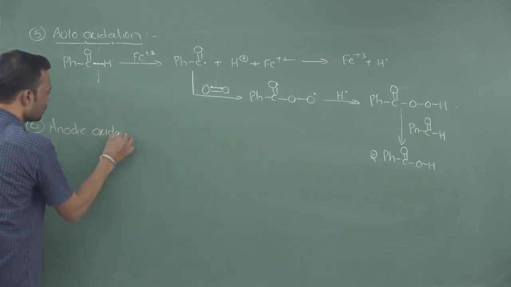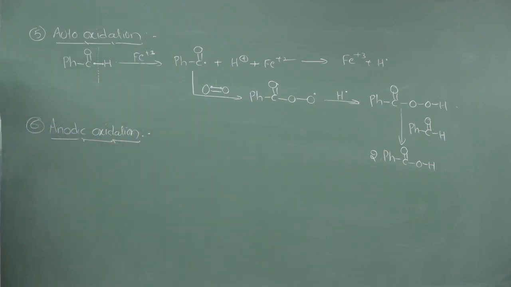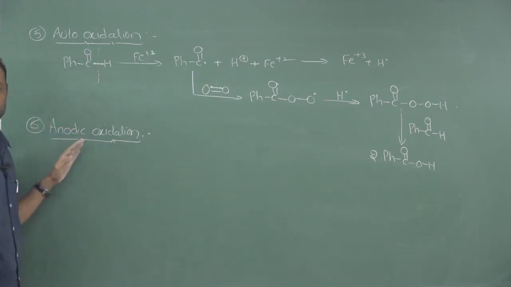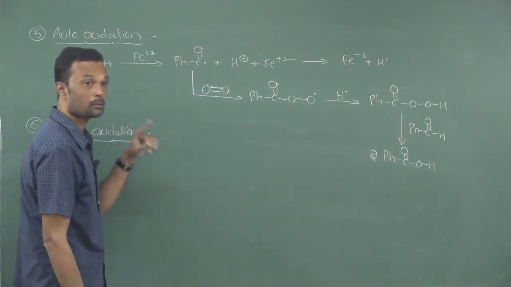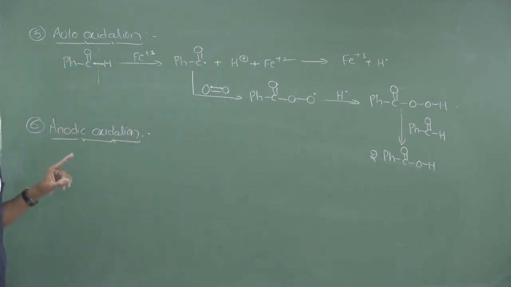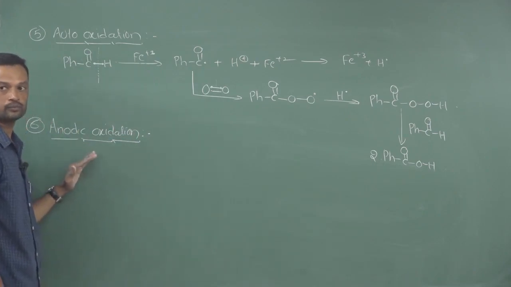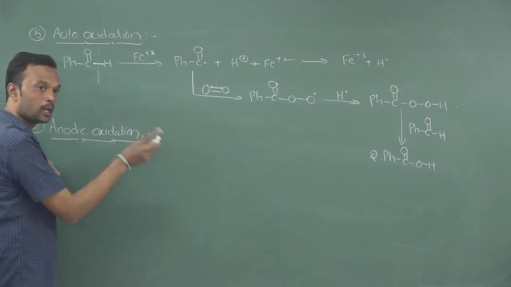Next, anodic oxidation. What is the anode? Which terminal, positive or negative? Anode means positive, cathode means negative. Anion means carbanion, negative. Carbocation, positive. Cation, positive, cathode, negative. So, anions migrate to the anode, cations migrate to the cathode.